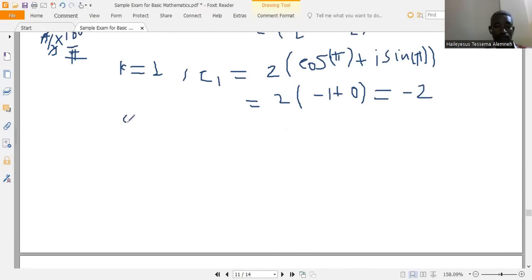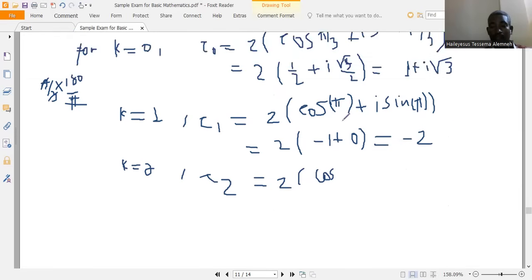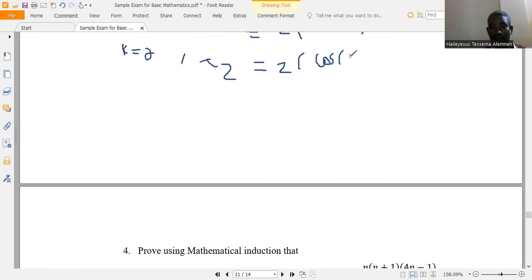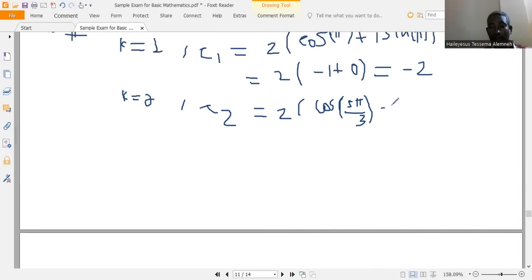And for k equal to 2, the third root, we get c_2 equal to 2 times cos of (pi plus 4 pi) over 3, which is 5 pi over 3, plus i times sine 5 pi over 3.